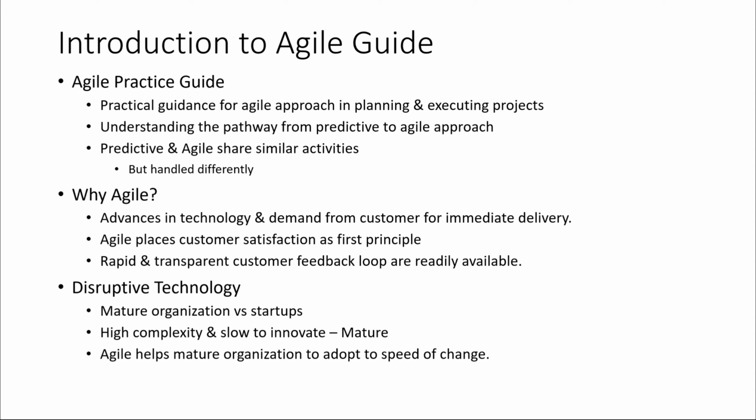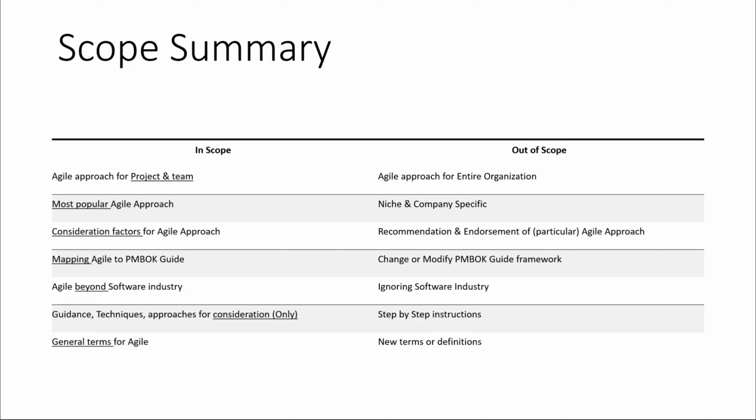Additional items that are in scope and out of scope of this practice guide are listed in the next slide. In scope: implementing agile approaches at a project or a team level, coverage of most popular agile approaches as listed in the industry surveys, suitability factors to consider when choosing an agile approach and/or practice, mapping agile to PMBOK guide processes and knowledge areas, discussion on the use of agile beyond software development, guidance, techniques and approaches to consider when implementing agile in projects or organizations, definitions of generally accepted terms.